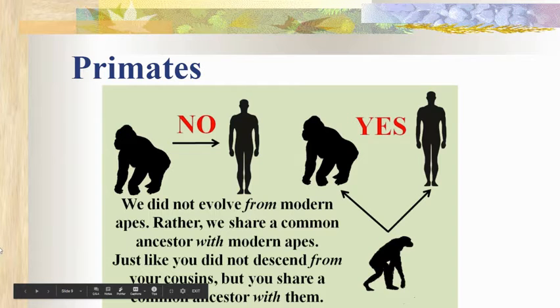So we did not evolve from modern apes. Rather, we share a common ancestor with modern apes. Just like you did not descend from your cousins, but you share a common ancestor with them. That's a very good analogy.